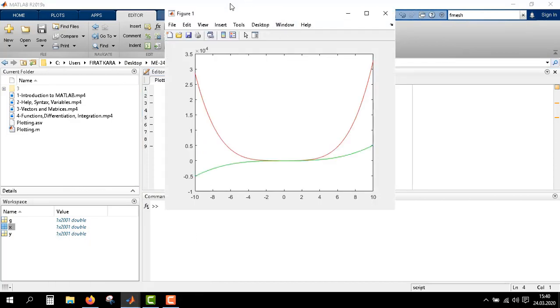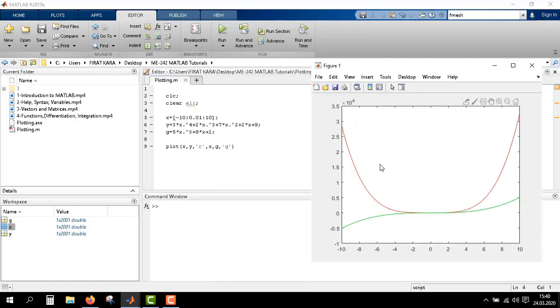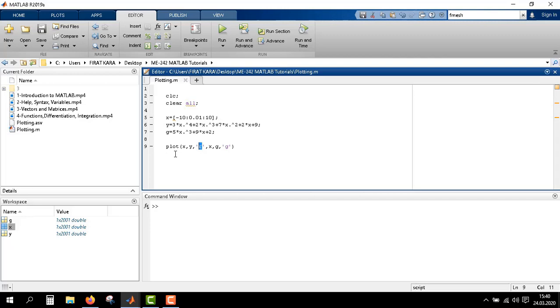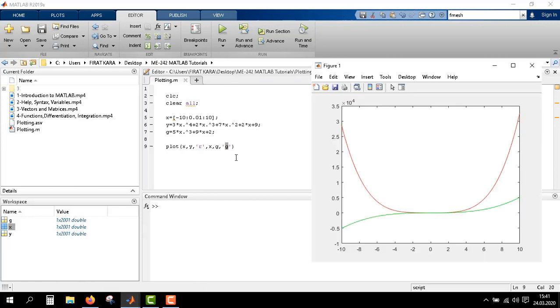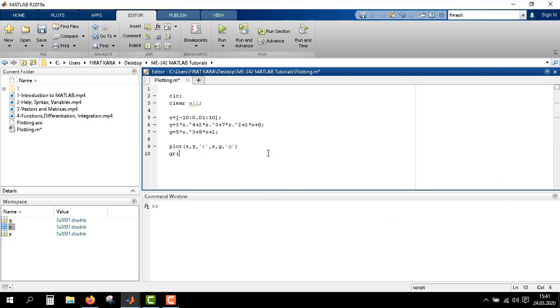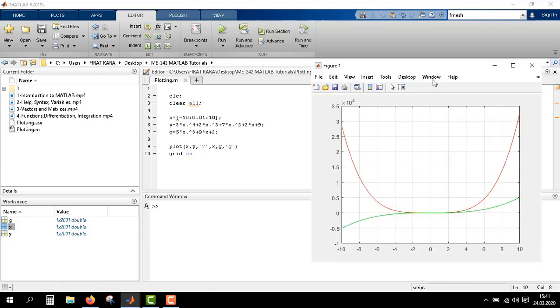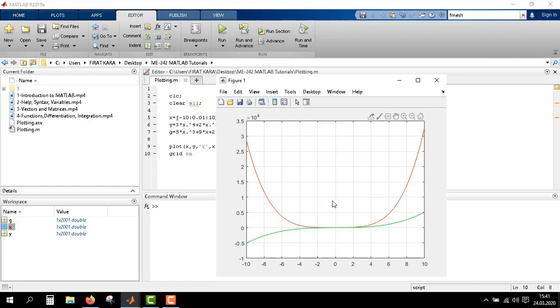Yes. Guys, this is the graph of two functions, and the red one is the y plot with respect to x, and the green one, as you see, this symbol indicates the color of the graph. The green one is the graph of the g function with respect to x again. You can use the grid on command again. Okay, there you see the grids.